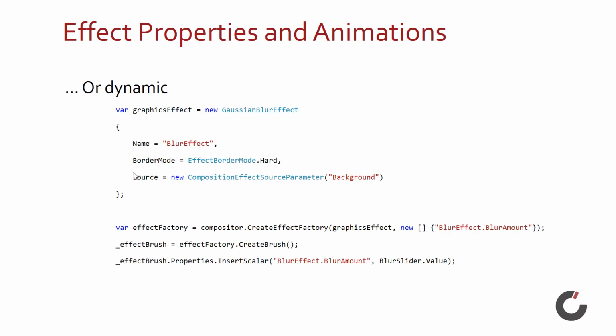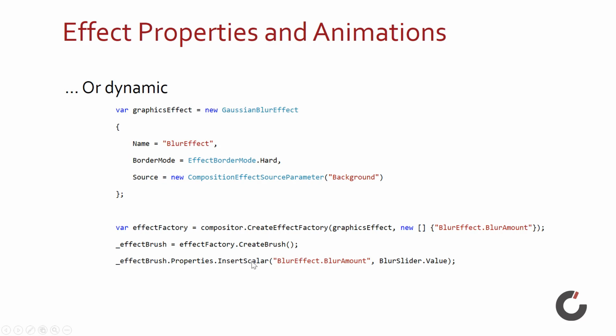We can make these properties dynamic. So for example, you're seeing here that the blur amount is no longer declared statically in the Gaussian blur effect, but instead down on the create effect tree line, we have this property array of strings where we can say blur effect.blur amount. Blur effect relates to the blur effect name here. Blur amount is the property that we're going to be setting.